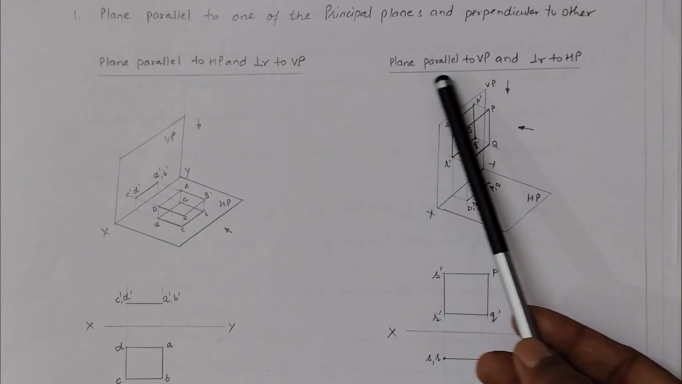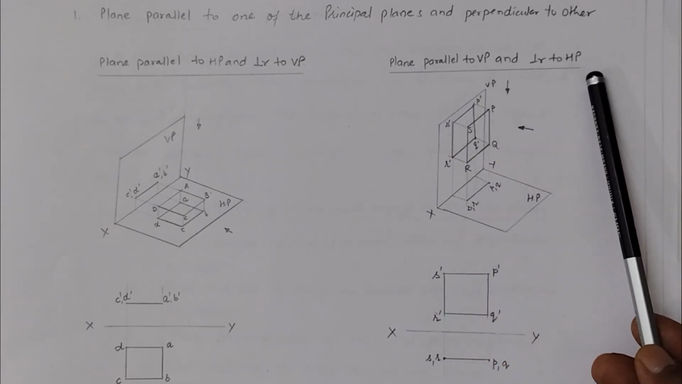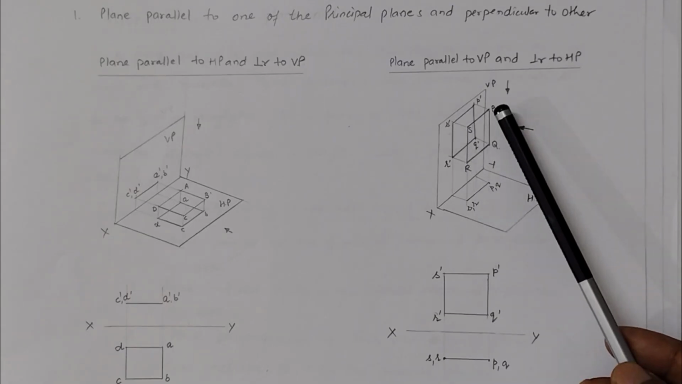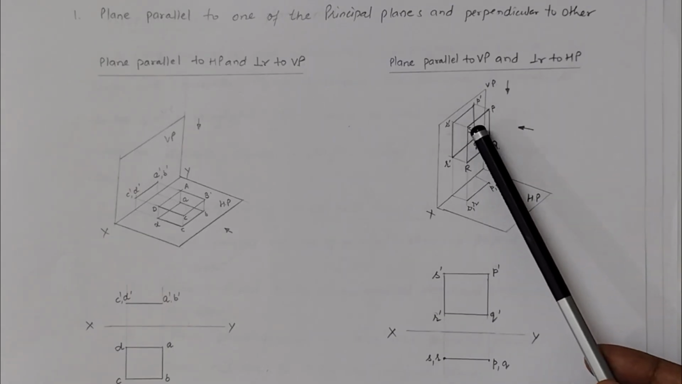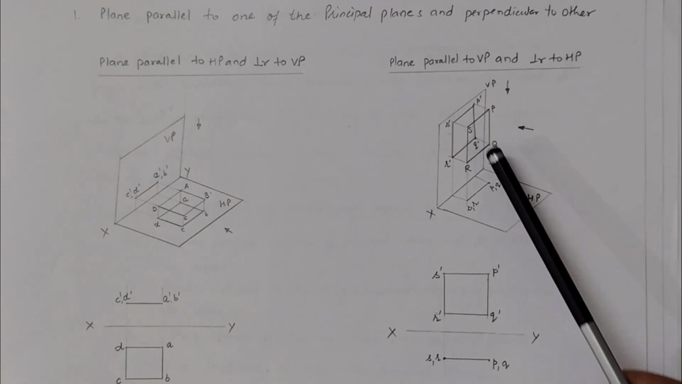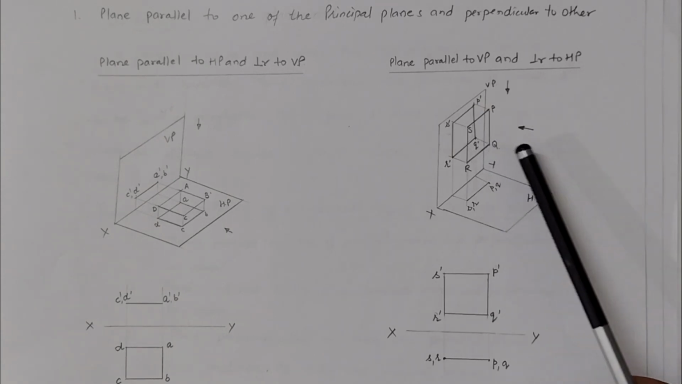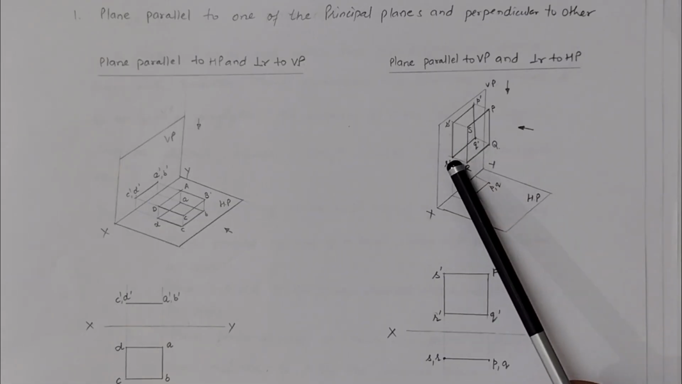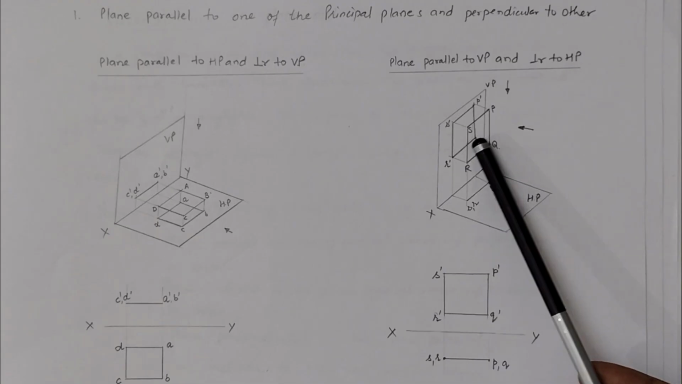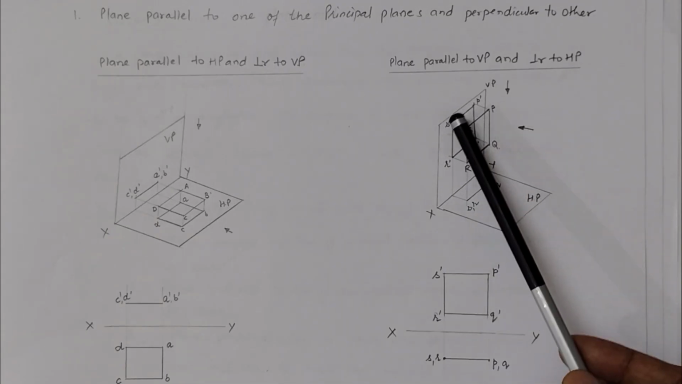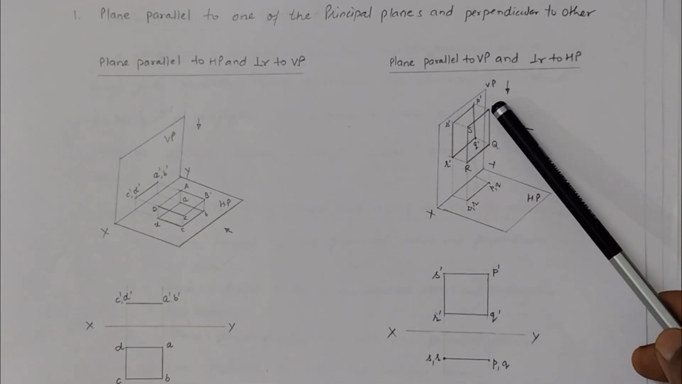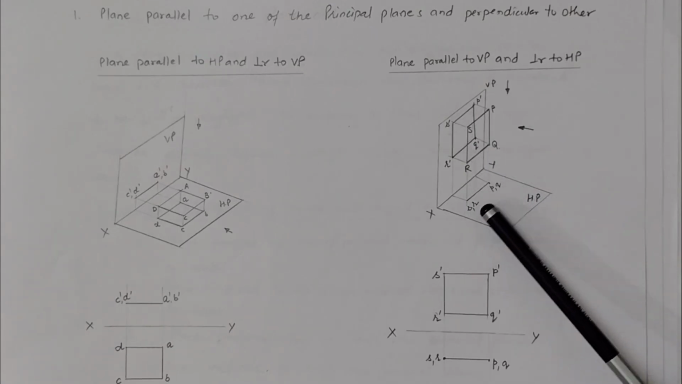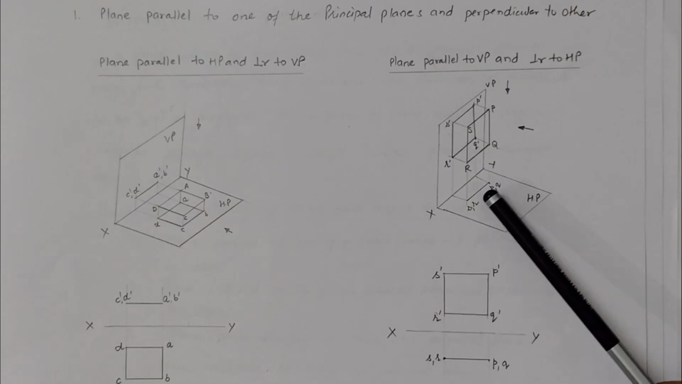And in the case of plane parallel to vertical plane and perpendicular to horizontal plane, in this case I have taken a plane that is a square PQRS. So this is perpendicular to the horizontal plane. So when we draw its front view, we get the projections with small letters r dash, s dash, p dash and q dash. So this is the front view of the plane. In the top view, this is just a straight line. So ends are s and r, and p and q. So these are small letters.